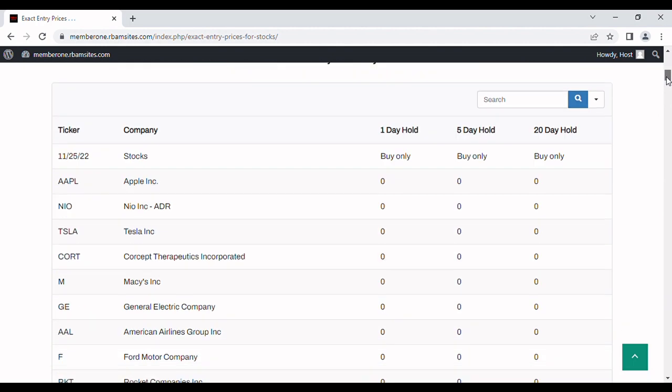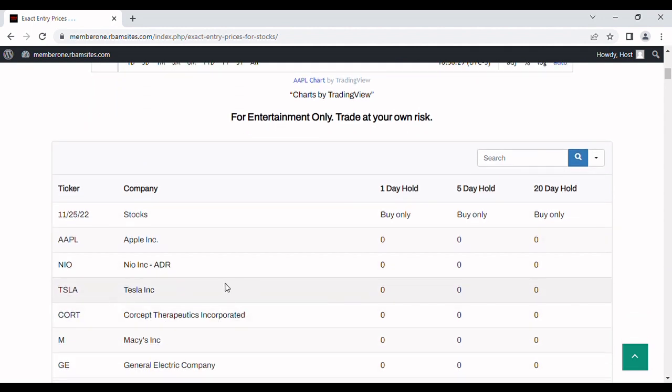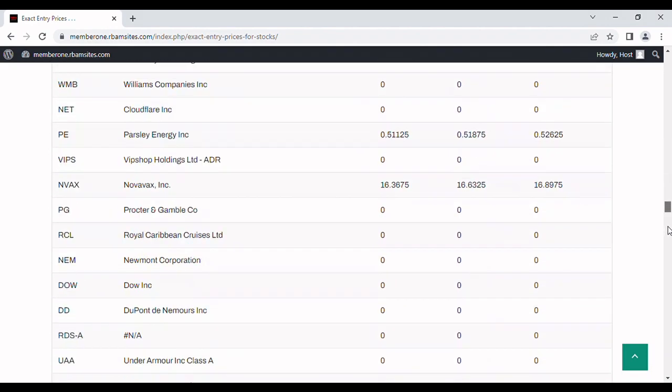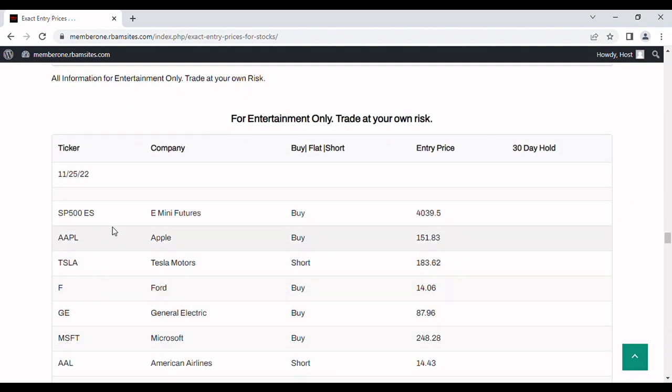Let's take a look and see what RBAM Research says about it. RBAM Research puts out algorithmically generated entry prices every morning before 7. For tomorrow, the 25th, the day after Thanksgiving, Tesla's showing 0 across the board for the non-trend following. Let's see what it says for the trend following. Saw something down here earlier. For the 30-day hold, tomorrow, the 25th, it's got a short at Tesla at 183.62. So the trend following is the 30-day hold, 30 trading days. Worst case, close out at the end of 30 days at a loss, or take your profits as soon as you get them. And it's still showing shorts.